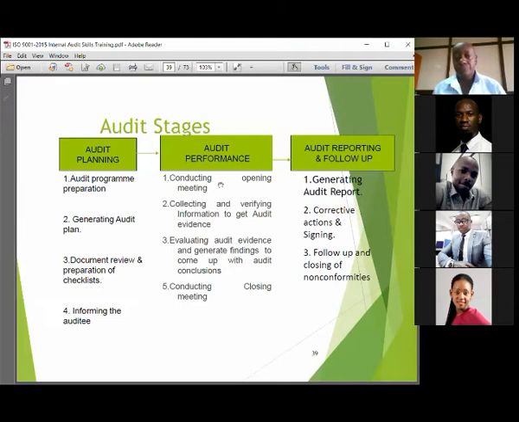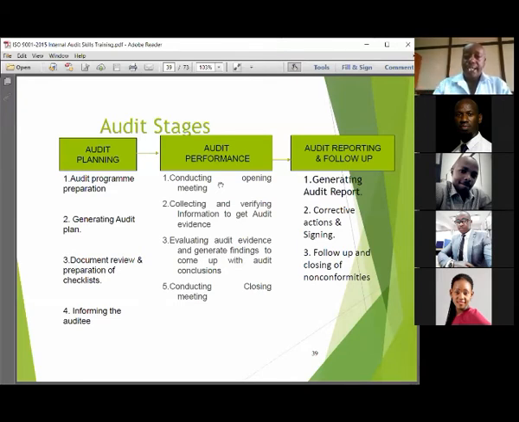Stage 3, audit reporting and follow-up. In summary, this is where you're generating audit reports and corrective actions. So if there are issues of non-conformity, they'll need corrective actions. There is a form where you'll fill in the description of what you found, because the major and minor non-conformities, which we'll define later on, have to be addressed in a formal way. So there is that particular form that you're going to use for corrective actions.